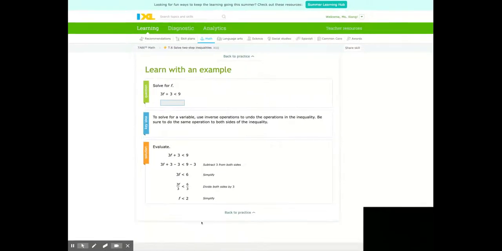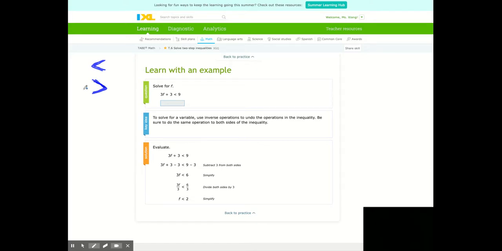All right, so now this time we're going to solve for two-step inequalities. And again, let's just quickly go over the inequalities. We have less than, greater than. Remember, the alligator is always eating the bigger number. So if it's less than, then the alligator is going to be eating the second number. If it's greater than, then the alligator is going to be eating the first number.